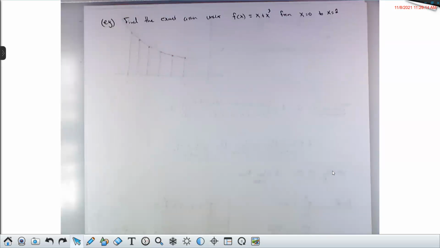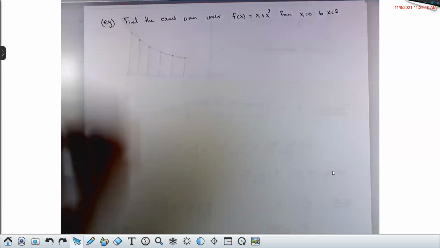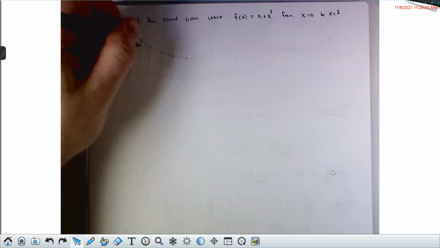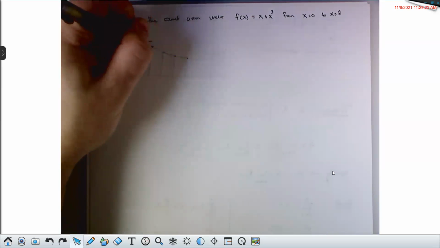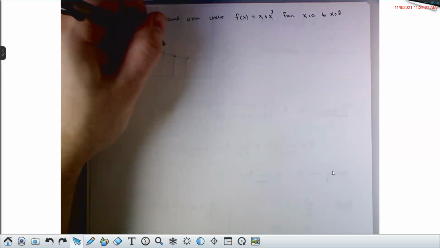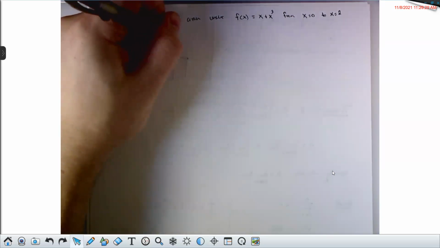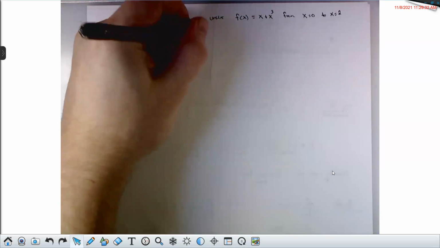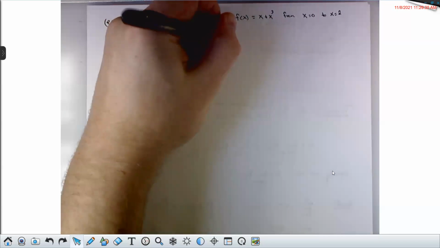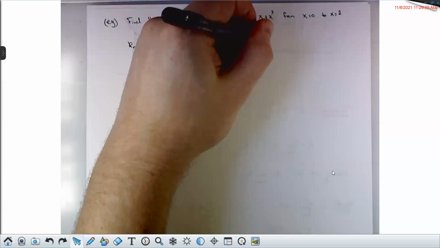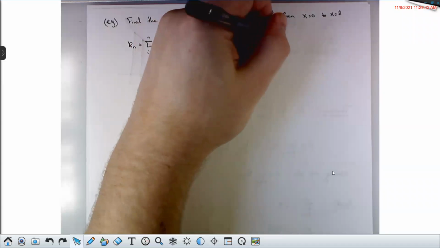Let's try to find that area. Remember what we need here: we need the limit of the Rn's. And Rn is the sum i from 1 to n of f of xi times delta x. So we want A, which is the limit as n goes to infinity of Rn.